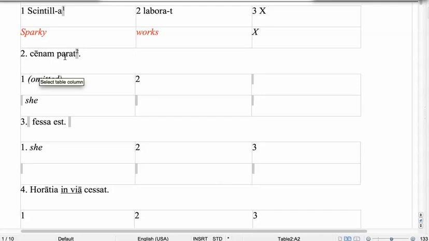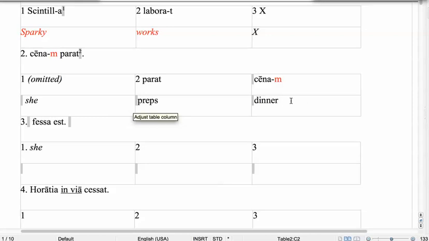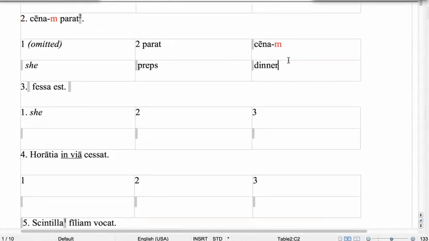Here, the verb goes in the middle, as I told you before, because it ends in T. And we do have a word ending in M, so that will go in the third box. Okay. So she, we're going to have this the subject. Parat means prepares. We'll just say preps. And Canam means dinner. It occupies the spot in English called the direct object, but that's not our problem. This form in Latin is called accusative.